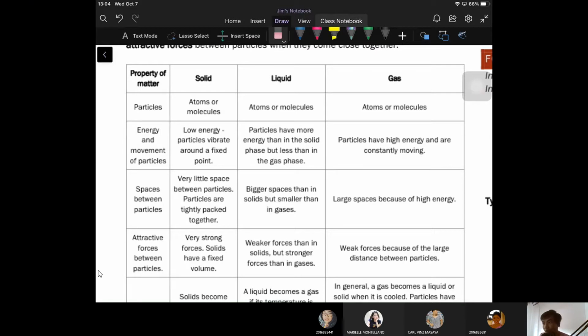So, isipin nyo na lang to as ganito. Kunwari kayo, may mga jowa kayo, no? Ako, wala. So, hindi ko alam yung feeling. Hindi, joke lang. So, kunwari kayo, may mga jowa kayo. Kapag attracted kayo sa jowa nyo, parang gusto nyo close kayo together, gusto nyo magkasama kayo parati. Pero kapag hindi ka attracted sa tao, ayaw mo siyang kasama.